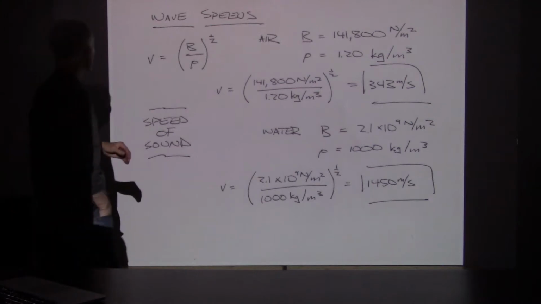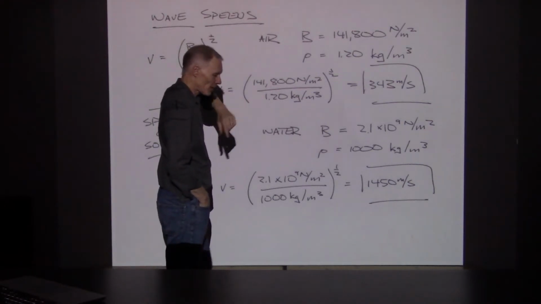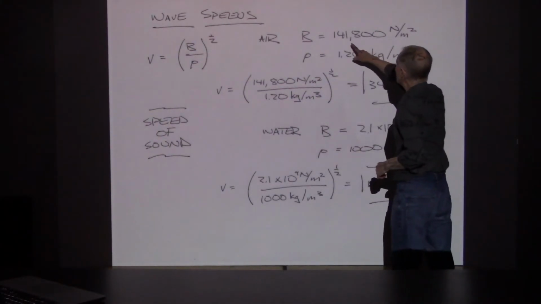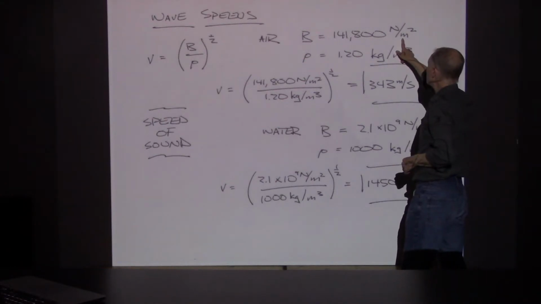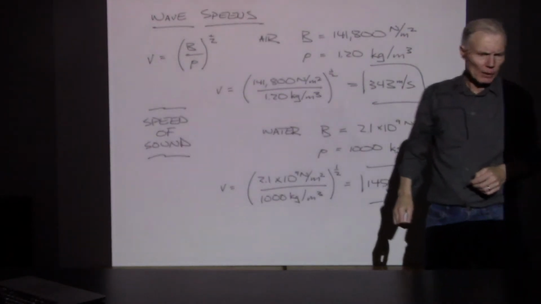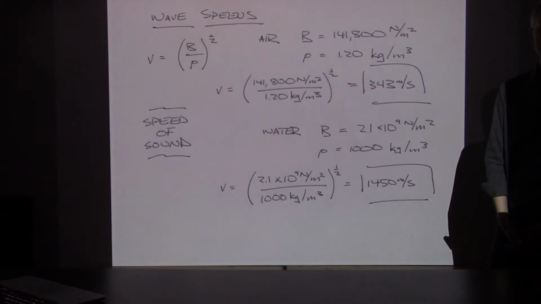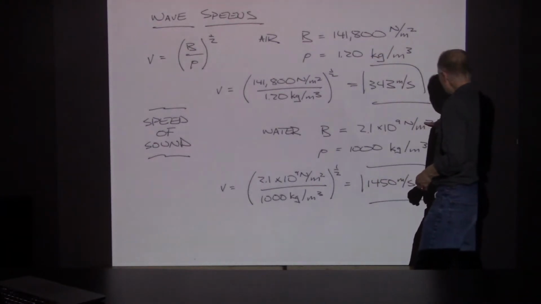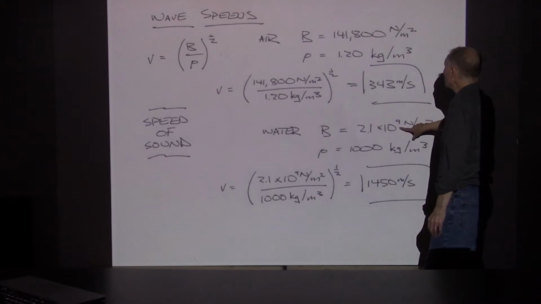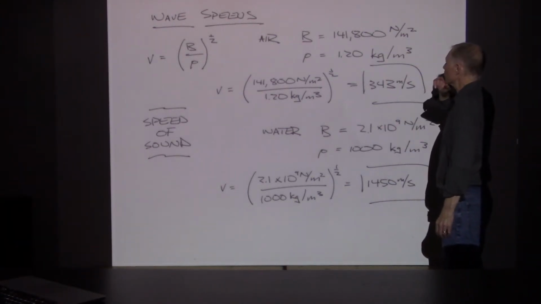All right, here's just a couple of examples of using the formula. I pulled out the bulk modulus formula for air. I looked up the bulk modulus for air, and in a table I saw it is 141,800 newtons per meter squared. The bulk modulus, if you remember, tells us how much resistance a material has to being compressed. And that's not a very big bulk modulus. If you compare that with the bulk modulus of water, it's more than 10,000 times bigger. So it's very difficult to compress water, not so difficult to compress air.